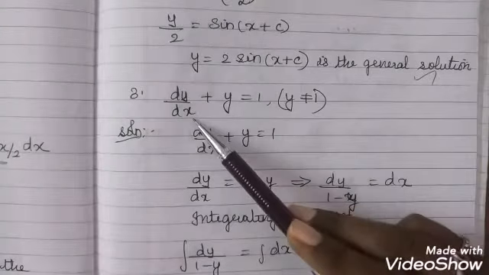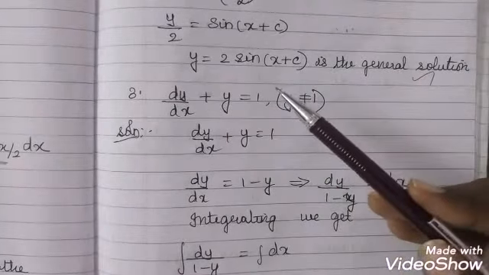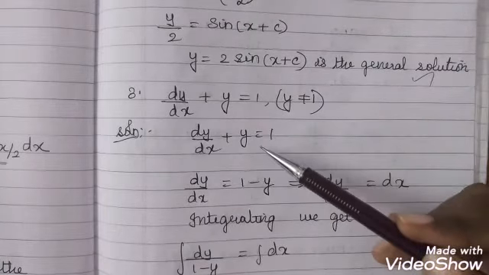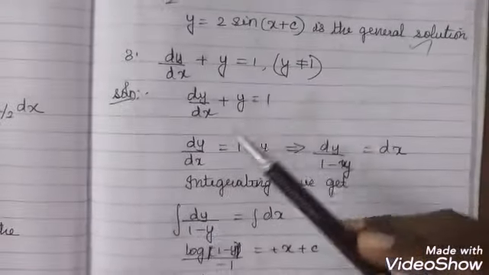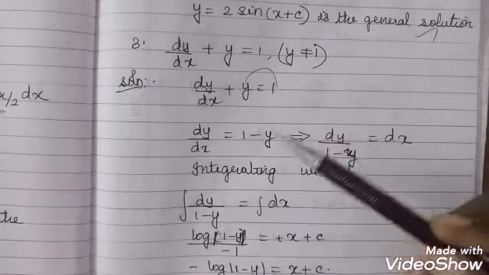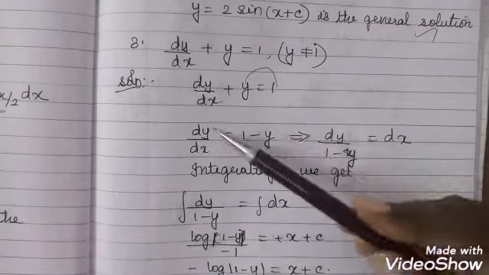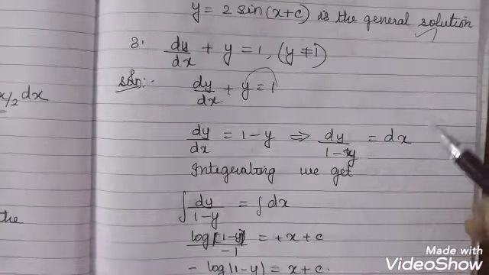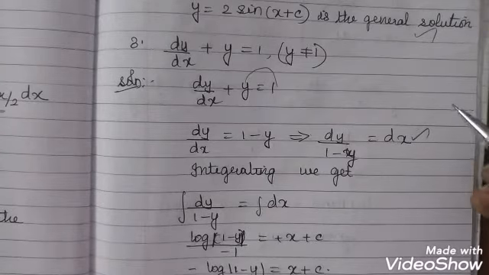Now we'll go over to the third question. dy by dx plus y is equal to 1. It is a differential equation, so we have to solve and find the general solution. We'll separate it by the variable separable method. So what will I do here? dy by dx is equal to, when I take this to the other side, 1 minus y, which implies dy divided by 1 minus y is equal to, when you cross multiply, dx. So dy by 1 minus y is equal to dx.